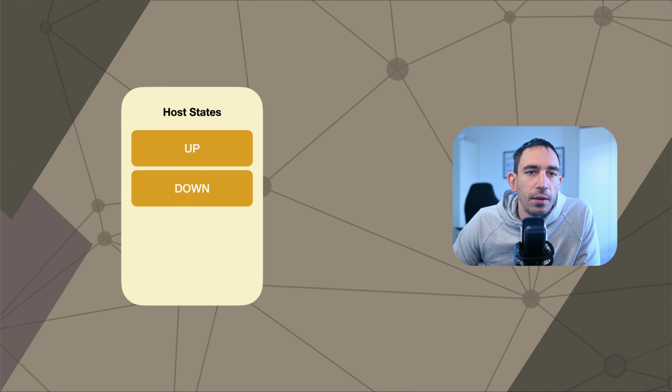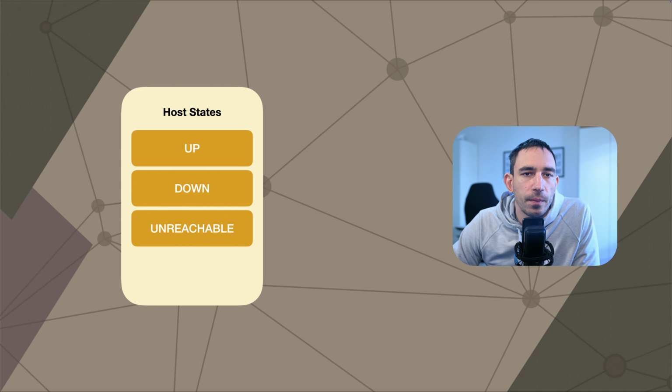A new state we don't have at the services is the unreachable state. If you have set up parents, and the parent of the host has a problem, then this host just goes to unreachable. You normally use that to not trigger too many notifications. For example, if the switch is the parent and the switch is down, you don't need to trigger a notification for every server which is connected to the switch.